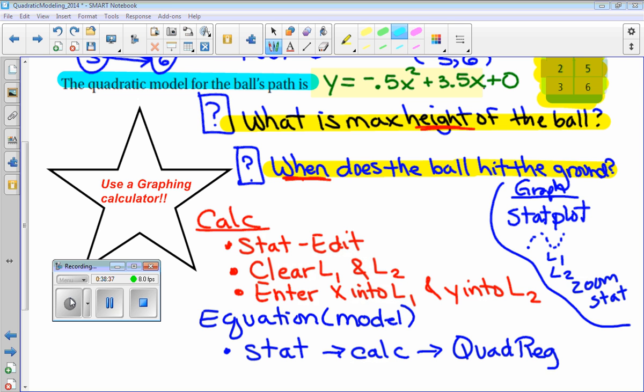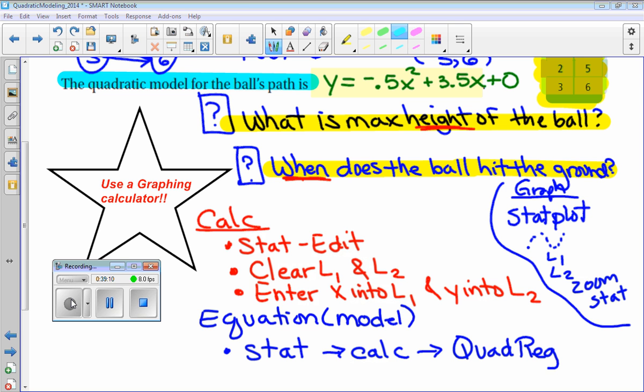Okay? So I want you to create a window that allows you to see both of those, because that's how we're going to answer the questions. We're going to look at our picture, and we're going to say, what is the max height of the ball? Zoom standard level. I'm going to use some Algebra 2 vocabulary. Do you see the vertex? Yeah. What is the vertex? It's at the top. How do I find it on the calculator?